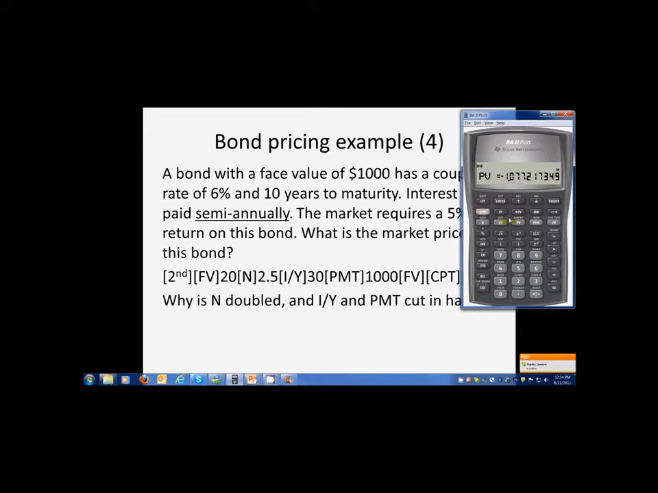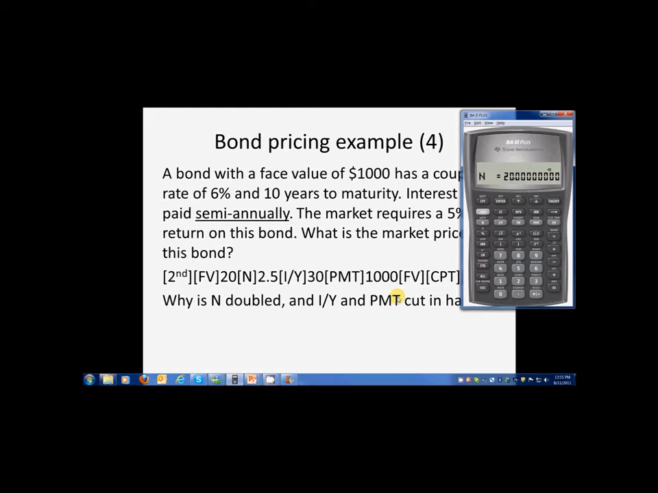Let's say second clear TVM. And we want to put in 20 for N. Why 20? Because there are 20 semi-annual coupons being paid. Your N should always be the same as the number of coupons being paid.